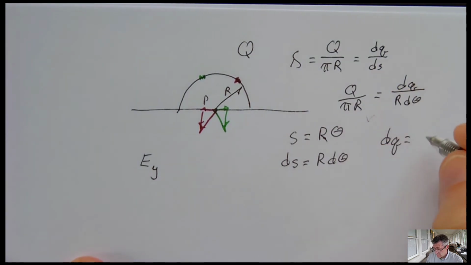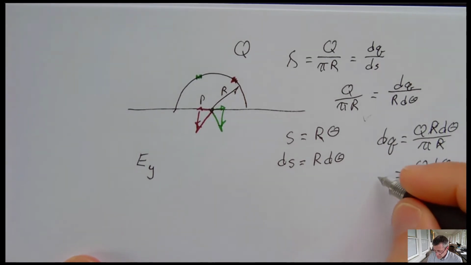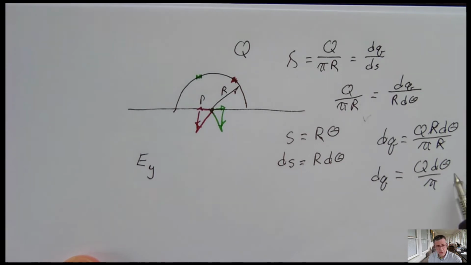So I can use this equation. This is going to be q times r times d theta over pi times r. Oh, look, r cancels, and that's handy. So I'm going to get q d theta over pi. Now I have an expression for that small amount of charge, which is in terms of the radians that I'm passing through.